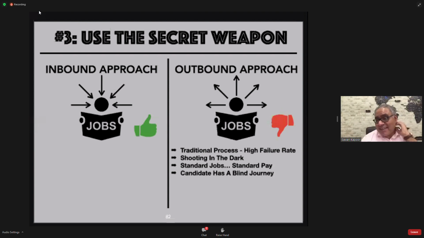And please understand, the candidate here has a blind journey because you don't know who else is applying. These are extremely competitive situations. It's like college admissions. You don't have the right cutoff percentage, they don't even look at you.